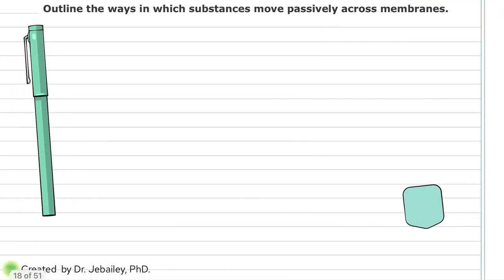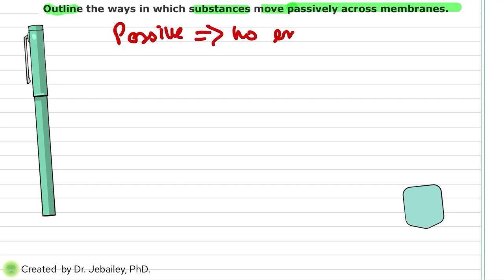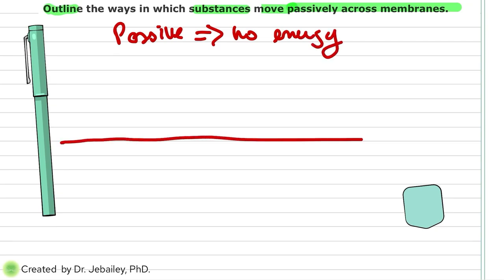Next question. Outline, basically it's a brief question, the ways in which substances move passively across the membrane. Since we're talking about moving passively, that's when we go back and remember the whole concept of passive. Passive here just means that it's without energy. So passive is no energy requirements, right? No energy. Now, there's 3 types of passive, and we're just going to review very quickly so you can remember.